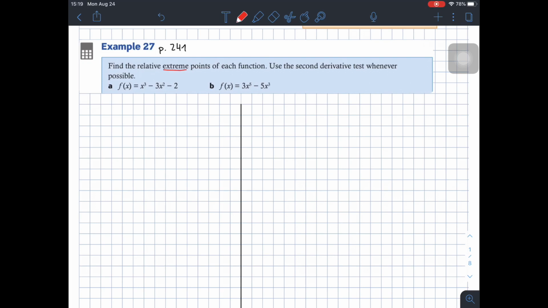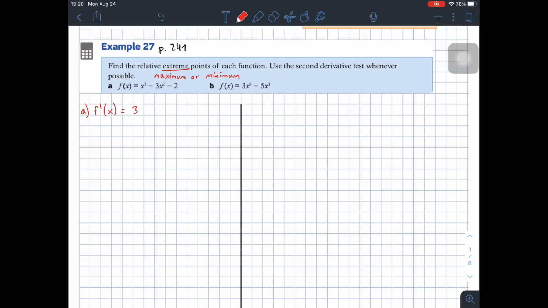So let me write this. The word extreme means maximum or minimum points. So we want to find maximum or minimum points of each function. And how? By using the second derivative test whenever possible. So how do we do that? Let's do part A. The first thing we do is we need to copy the function. We need to find the first derivative of the function in order to find the critical numbers, right? So we're going to find f prime of x.